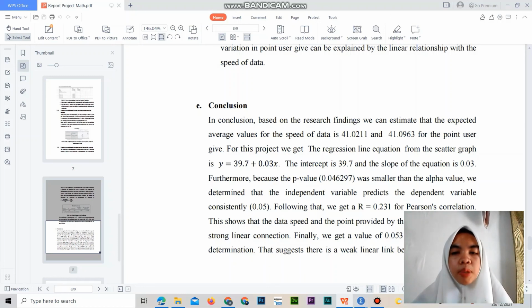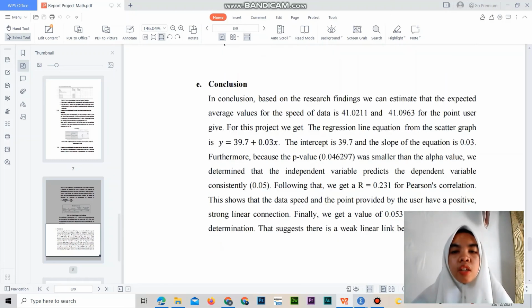Furthermore, because the p-value of 0.04697 is smaller than the alpha value, we determine that the independent variable predicts the dependent variable consistently. Following that, we get R equal to 0.231 for the Pearson correlation. This shows that the data speed and points provided by the user have a positive linear connection.